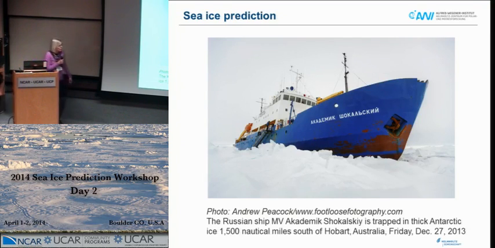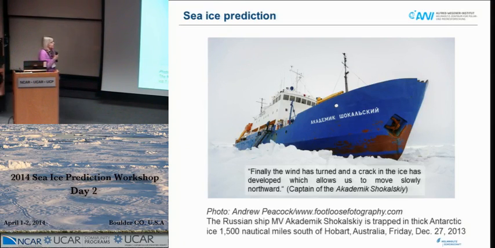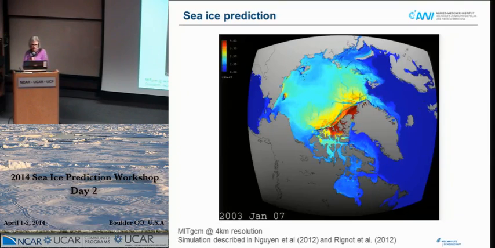So, well, I don't need to explain to you that we need forecasts for this. This ship was frozen in, and then they got a wind turn. Finally, the wind has turned, and a crack in the ice has developed, which allows us to move slowly northwards. And of course, you want to know when and where that will happen, and that's really a challenge to forecast.